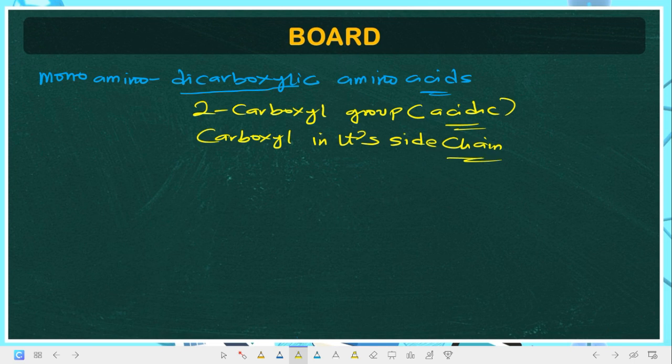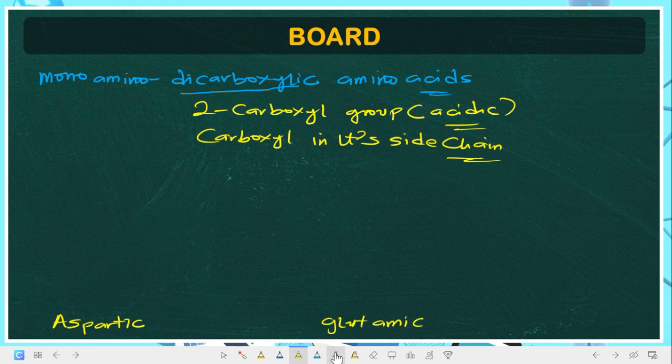An example of them, we have two examples. The two examples are glutamic and aspartic. We have aspartic acid, or we can take it as aspartic and glutamic acid, so that we will not be making mistakes. Aspartic, and then we have glutamic amino acid.